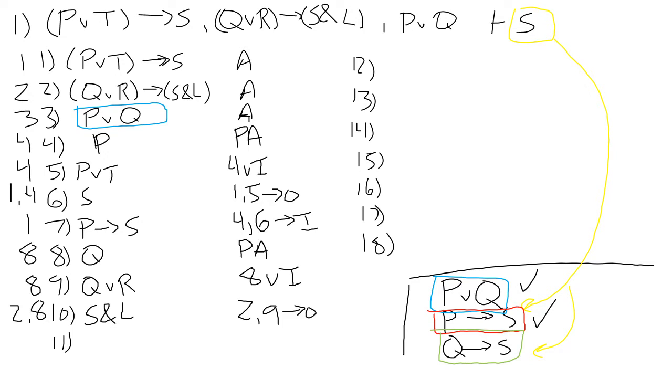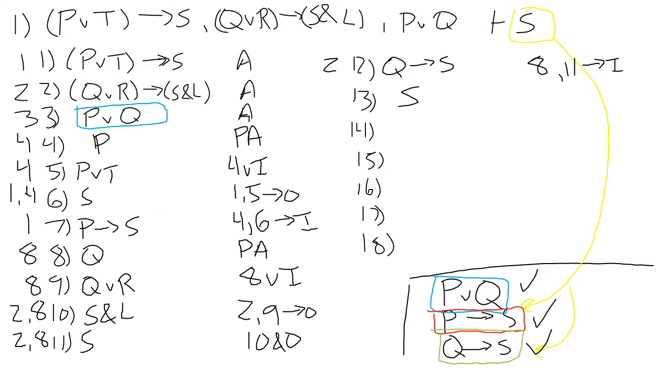We're looking for just S, so we'll remove the S from 10, doing ampersand out. And then we can build our conditional statement from 8 and 11, arrow in. We're going to get rid of the 8 because that's our PA. Now we've got our other statement. We've got our Q arrow S, so we can just write S.